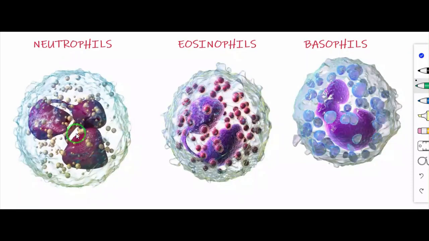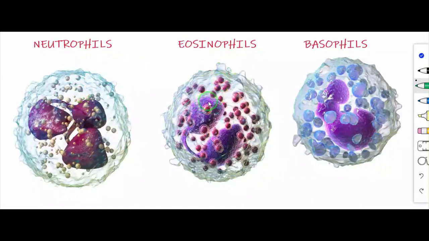Then what is the function? The number of neutrophils increases during infection and inflammation. So during the infection time or inflammation time, the neutrophil number increases. The next one is eosinophils. The second one is eosinophils.